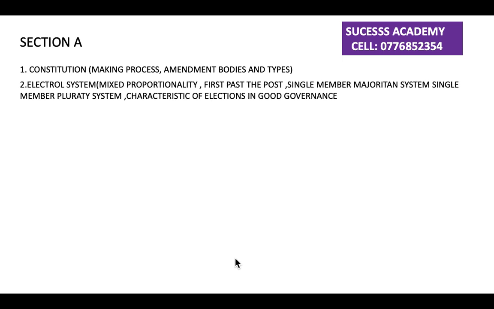Question 2 is about electoral systems. You have to revise the electoral systems: mixed proportionality systems, first past the post, the single member majority system, and the plurality system. You also need to look at characteristics of elections in good governance. This is very important as you prepare effectively for your exam. All right, let's look at question 3.